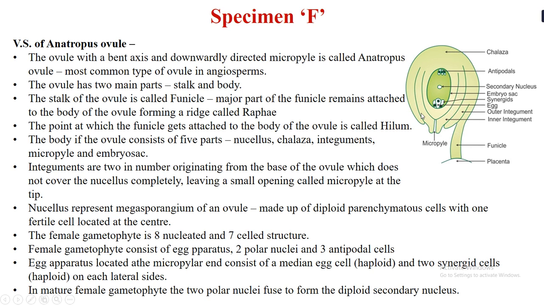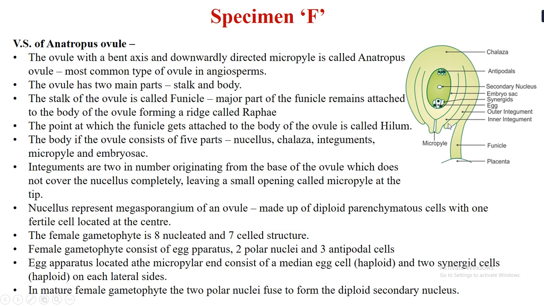When we speak about the body of the ovule, it consists of 5 parts. It consists of the nucellus, the inner and the outer integument, the chalazal end, the micropylar end, and at the center, there is the embryo sac. Talking about the outer layer, that is the integuments.